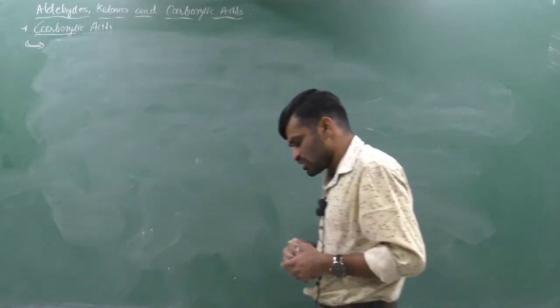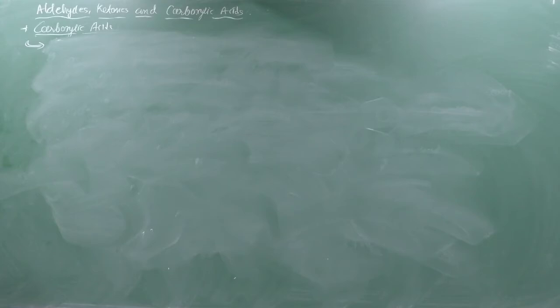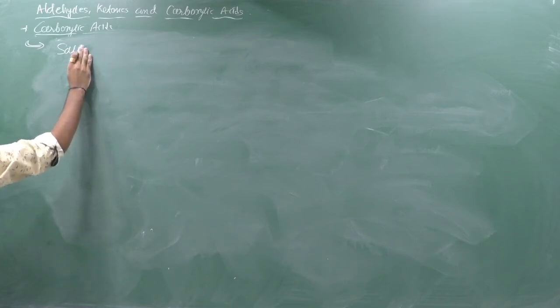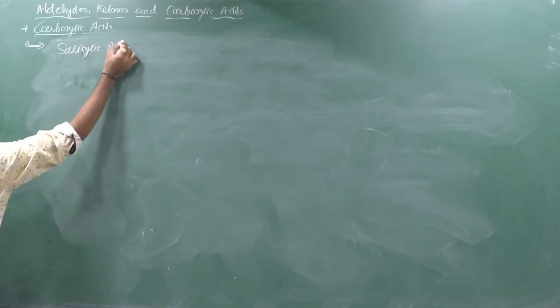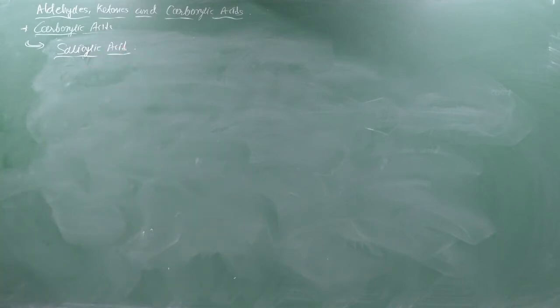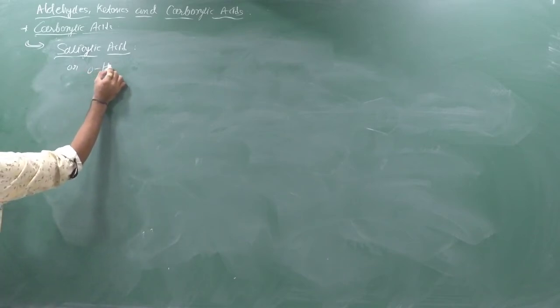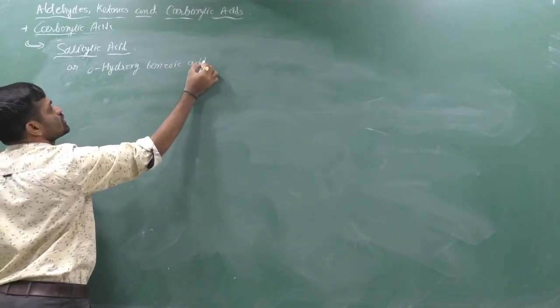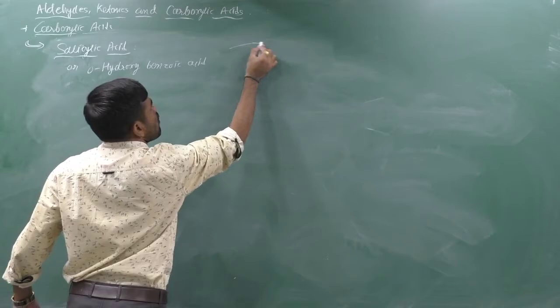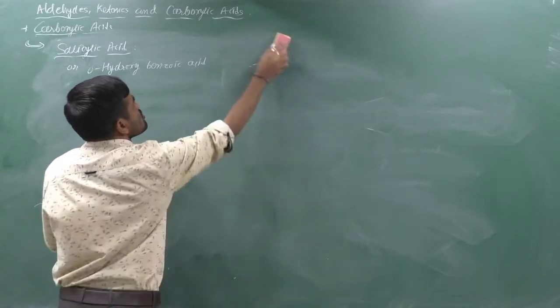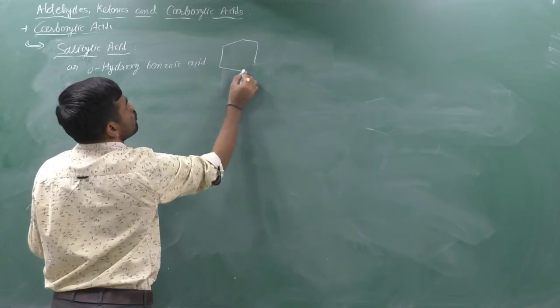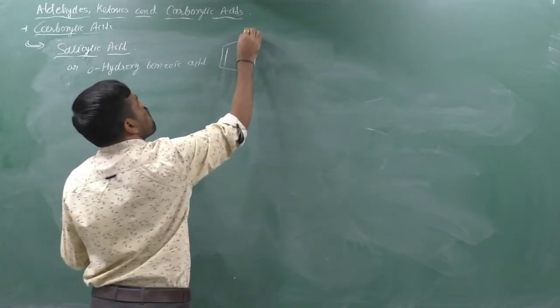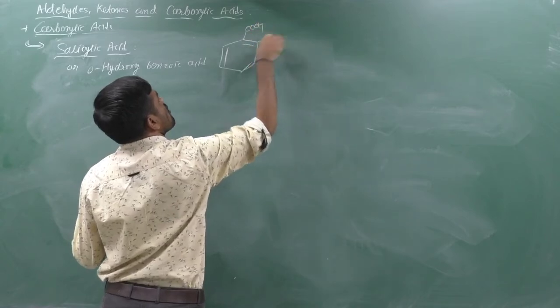Now the next compound which you can study here is very useful, salicylic acid. Another name of this compound is orthohydroxybenzoic acid, and the structure of this compound is that. This is salicylic acid.